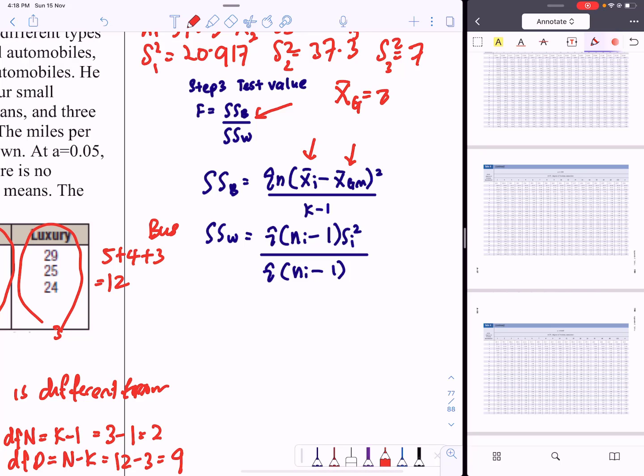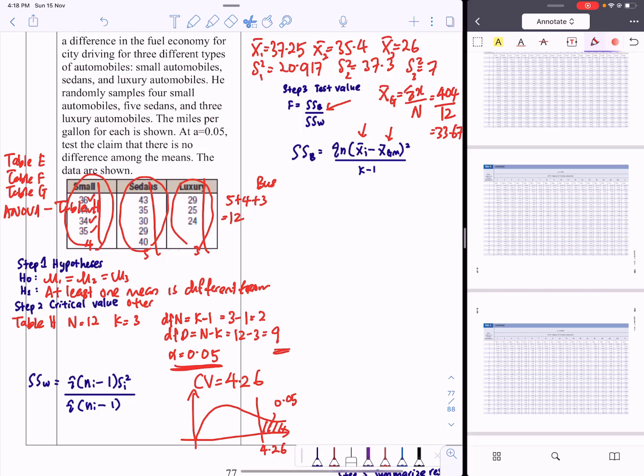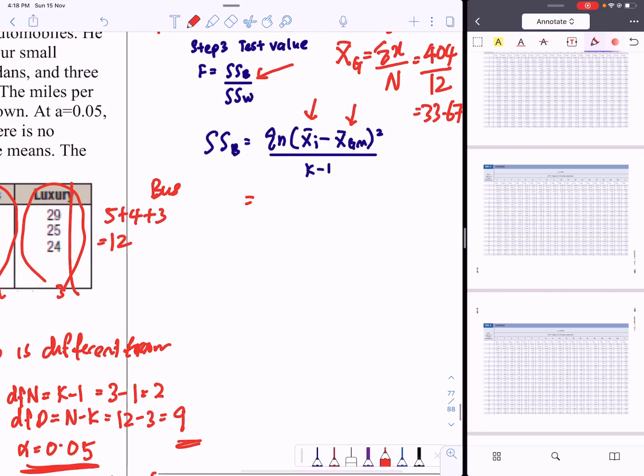Equals to sum of x divided by n. Jadi kita kena tambah semua ni, all of this, and then we divide by total number. Then we have 404 divided by 12. Then the answer will be 33.67. Okay, 33.67. Boleh untuk find the general mean. Jadi kita buat dululah untuk SSB. Saya letak situ dulu. And then equals.